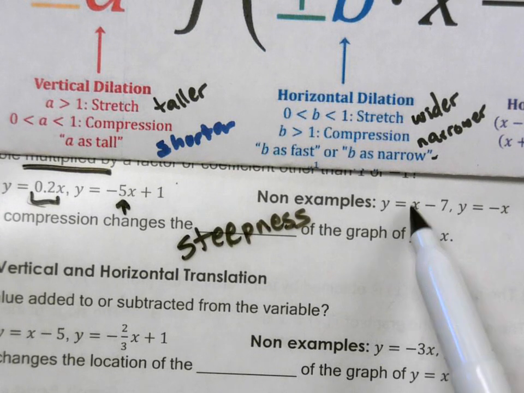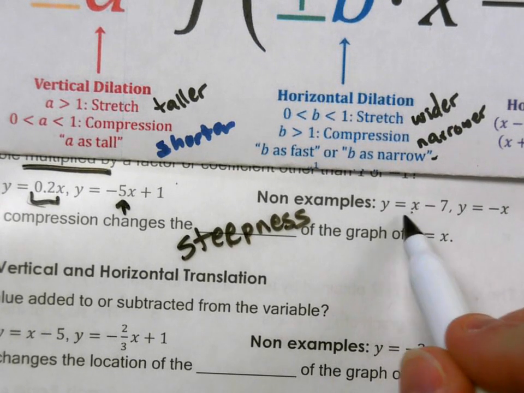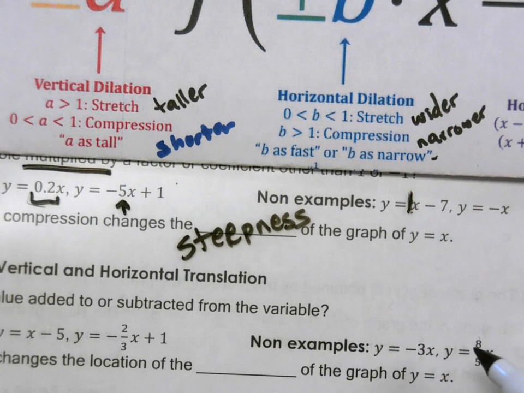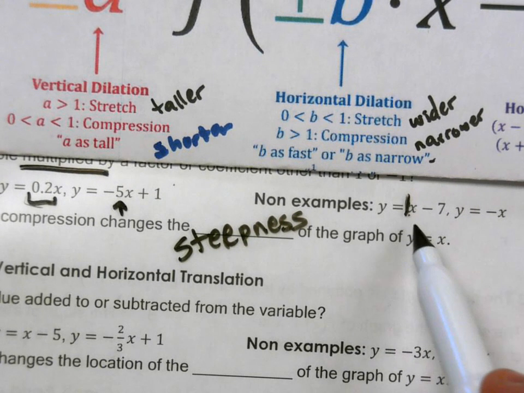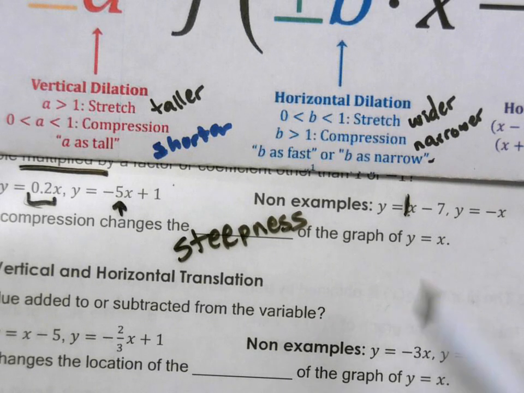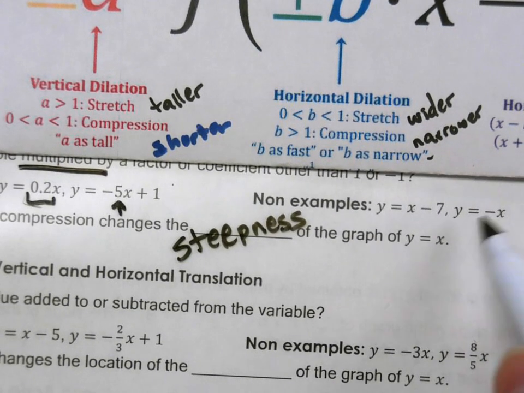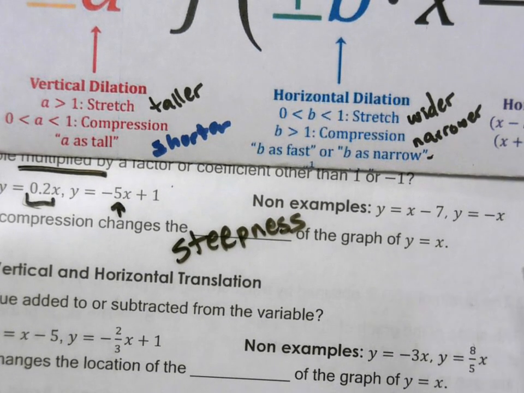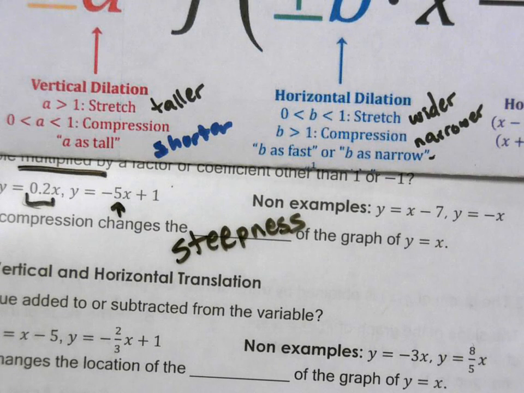Non-examples are when it's just a 1 in front. So right here, y equals 1x minus 7. Well, that 1 doesn't change the steepness. Okay, this negative 1 here in front of this next x doesn't change the steepness. It got reflected, but the steepness didn't change.